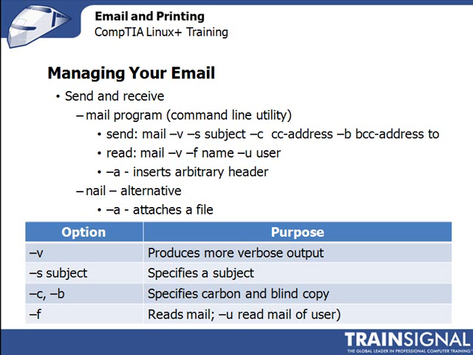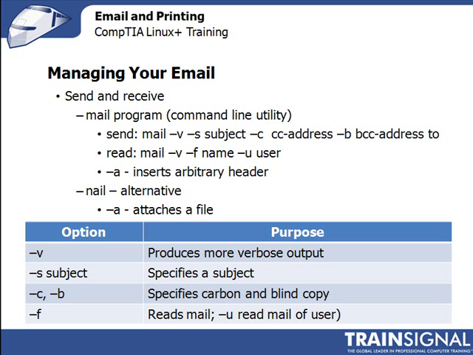The first is send with the format mail space followed by options followed by the email address that you want to send to. The options are -v, which produces a more expanded output, -s, which is used to specify the subject. Then you have -c and -b, which are used to specify carbon and blind copy respectively. And finally you have -f, which is used to read mail. Optionally, you can include the mail spool file or the -u option to read the mail of an individual user.